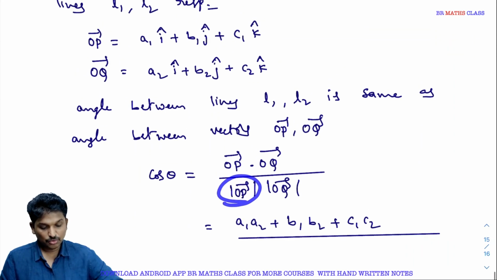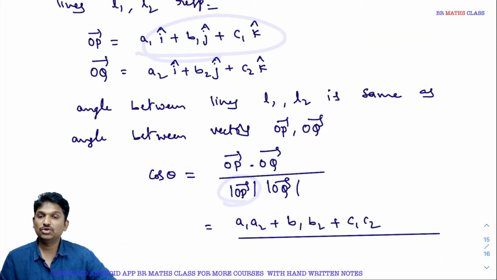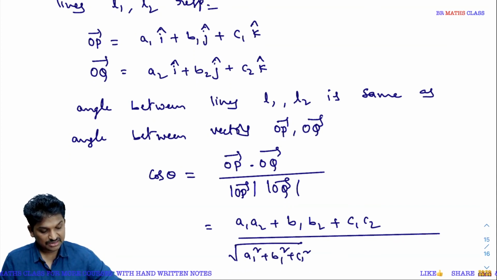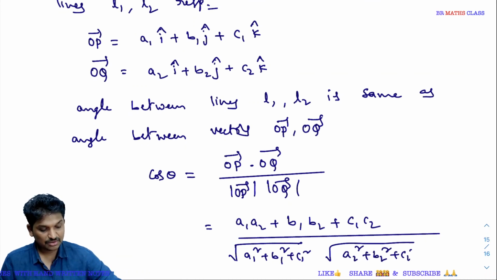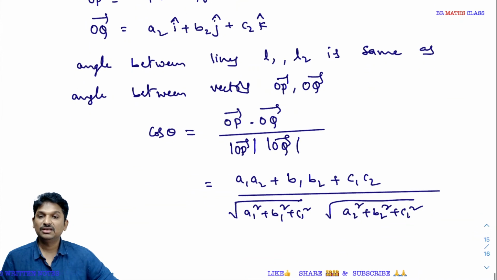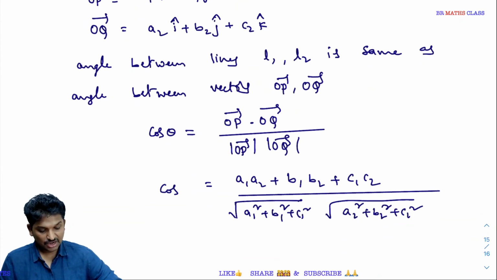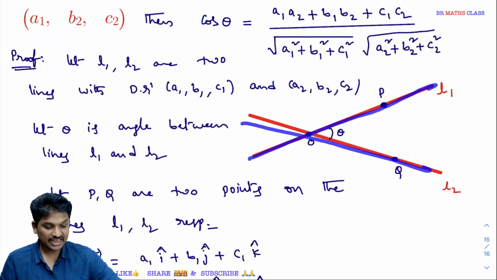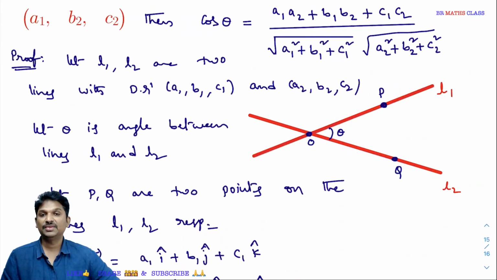Look here. OP bar is this vector. Now, what is the magnitude of OP bar? Root over A1 square plus B1 square plus C1 square into root over A2 square plus B2 square plus C2 square. Right? So this is the formula to calculate the angle between two lines when they are given the direction ratios of the lines, right?